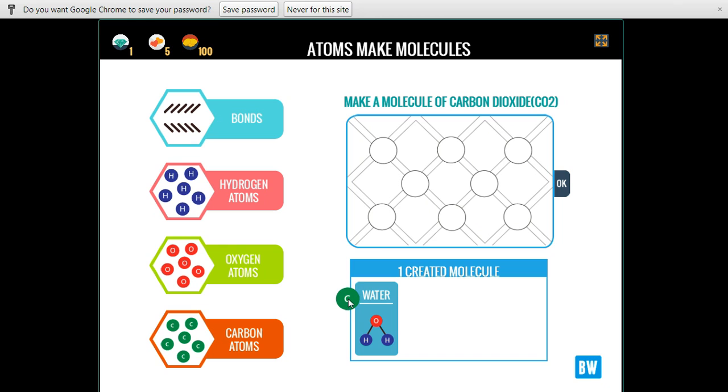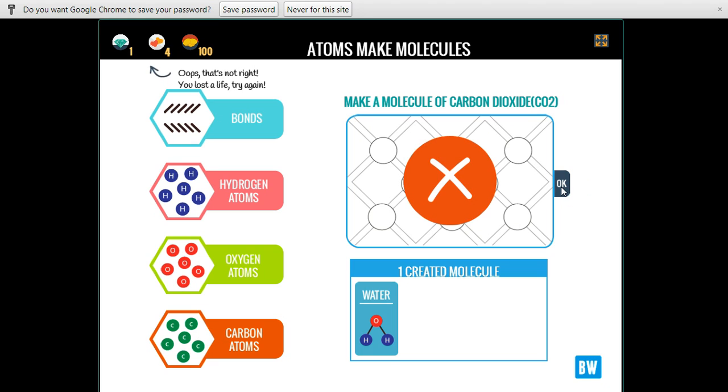So let me form a CO2 molecule just like I did with the water molecule. So I have placed the carbon, the oxygen atoms and the bonds. Of course, we are not getting into double bonds and triple bonds here. Whatever bond it is, we are simply representing it as a bond. The sixth standard child only needs to know till that length. I click OK. Oh, it's wrong.